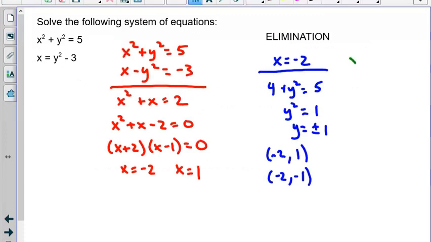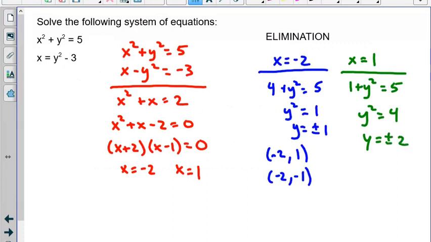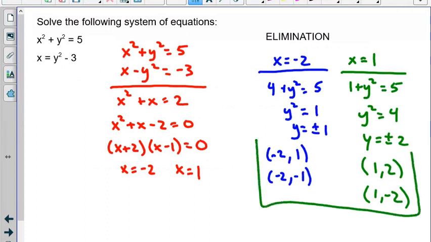Next, let's try x equals 1, since that was the other thing that we got here. If we substitute that back in, we get 1 plus y squared equals 5, y squared equals 4, y equals plus or minus 2. If I substitute that back into the other equation, I also get both solutions. So the points 1, 2 and 1, negative 2 make this work. So I have 4 solutions to this system of equations. Now that's a little bit crazy. Most of the time when we've done systems, we've got one solution.